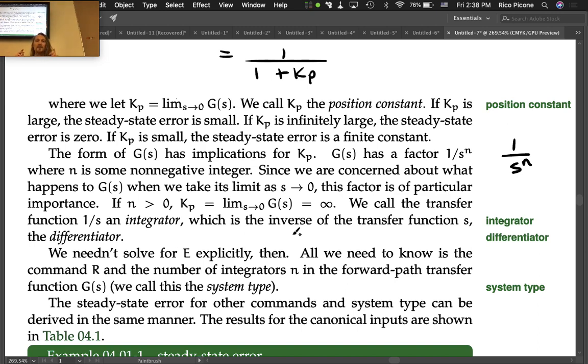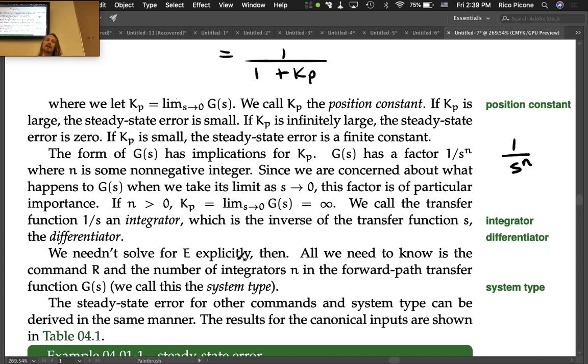So let's focus on this terminology. If n is 0, we have 1 over 1, or just none of these 1 over s terms show up, so we have no integrators. If n is 1, we have 1 over s to the 1, so we have one integrator. If we have 1 over s squared, that's 2 integrators. Cubed is 3 integrators, etc. So we talk about the number of integrators, and it's going to be an important concept. And in the next paragraph we define another term for the number of integrators, which is called the system type.